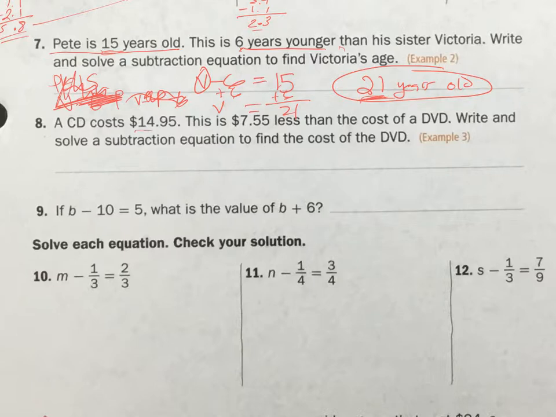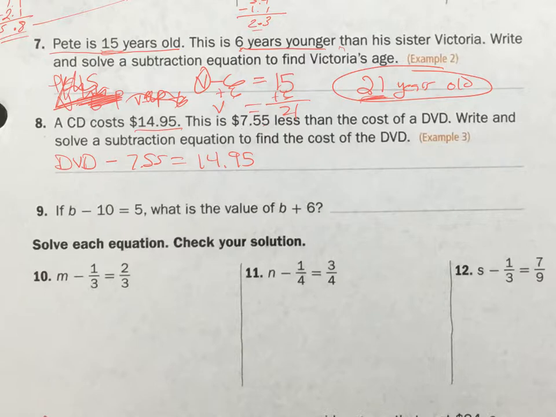A CD costs $14.95. This is $7.55 less than the cost of a DVD. Okay. So I take the cost of my DVD, and I take away 7.55. It's going to get me the cost of a CD, which is $14.95.